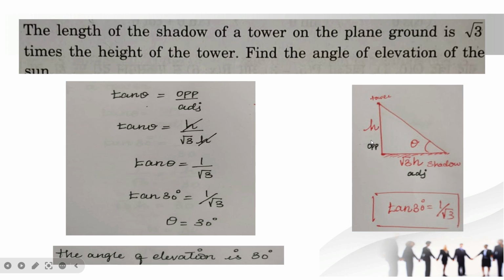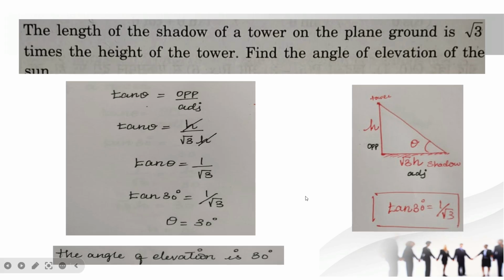So the formula involving opposite and adjacent is tan theta. Tan theta equals opposite by adjacent. Opposite is height. Adjacent is root 3 times the height. So height and height will get cancelled. Tan theta equals 1 by root 3.